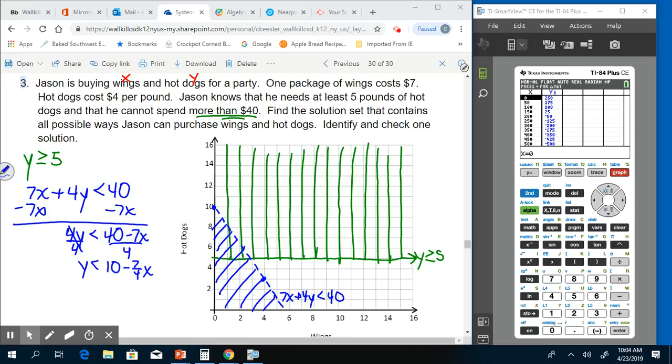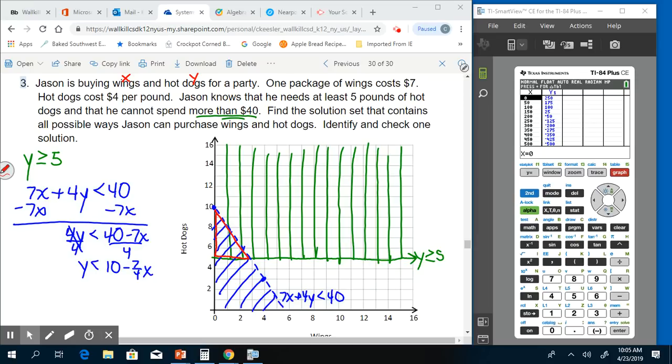All right, so my solution set is just this very small area here, not including my dotted line. Everything below the dotted line would be part of the solution set. So it does say to find the solution set that contains all possible ways. We did that. And now we have to identify and check one possible solution.